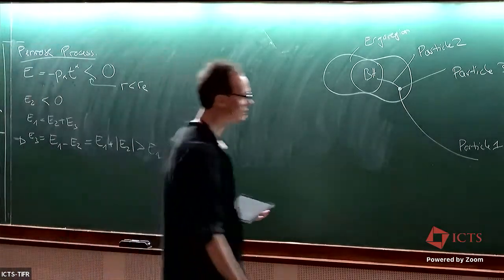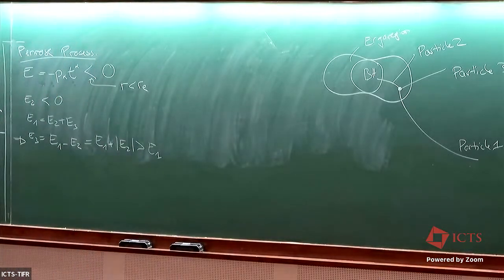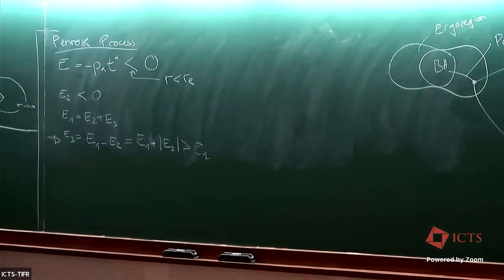So basically, we have thrown in a particle with some energy E1, and then made it break up in a particular way, and then in return we got a particle P3 that has some energy E3 larger than E1. So we have gained energy through this process.